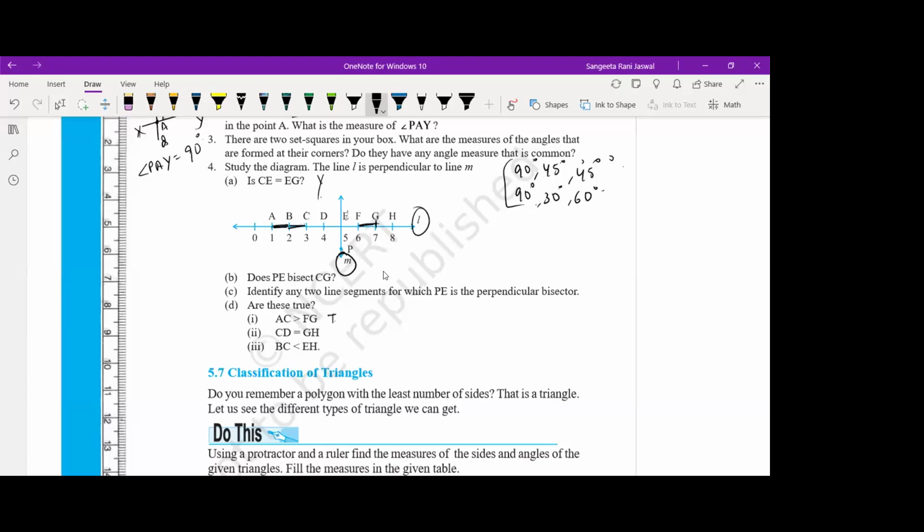Okay, next CD is equal to GH. Adya is here. Yes, Adya? Yes, ma'am. Tell me, is CD equal to GH? Yes, ma'am. Okay. Next, BC is less than EH. Yes, Adya, tell me. True or false? Yes, ma'am, true. Okay.